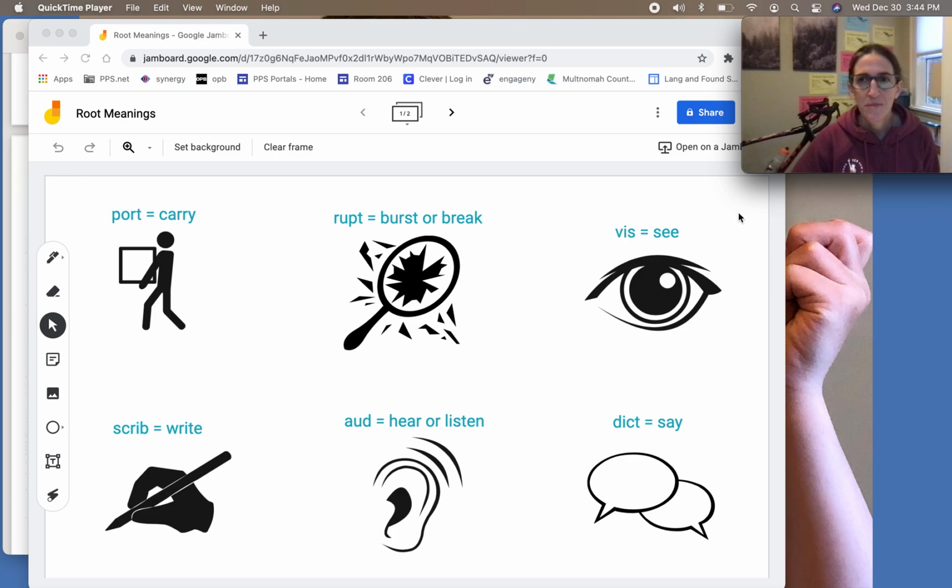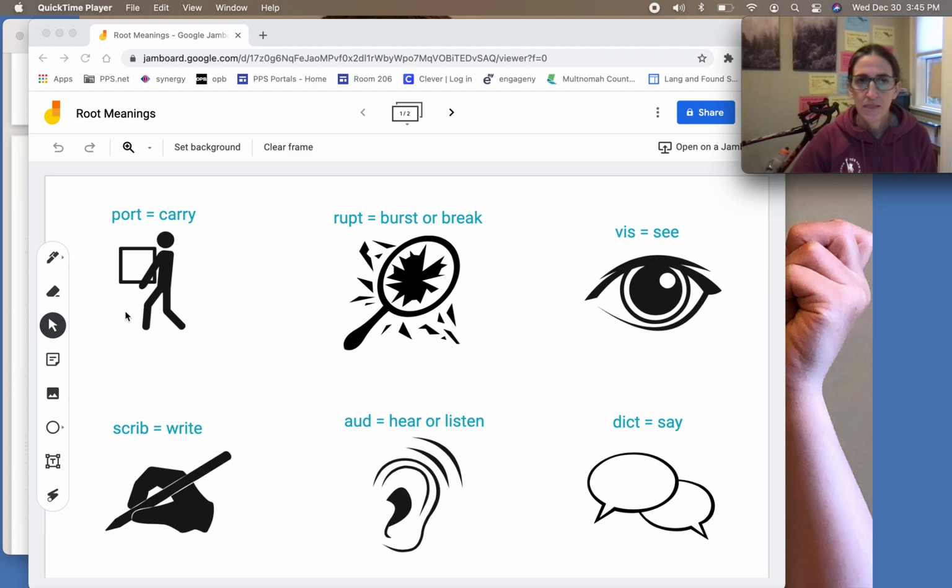This week, we're going to be practicing root meanings. Those are the parts of words in English that come from other languages. The root meanings we'll be looking at are Latin roots, which are pretty common in English. Here are the 12 roots we'll be looking at.